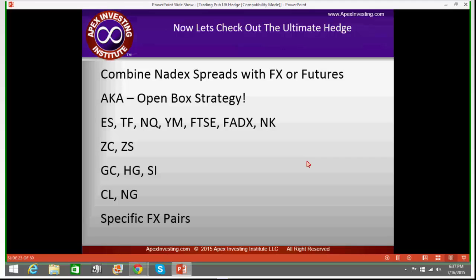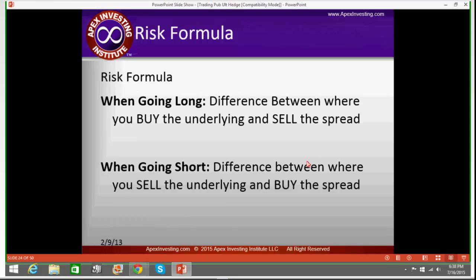Well, we can combine Nadex spreads with FX or futures, on all the instruments I just told you about. The US indices, the DAX, the FTSE, the NK, Forex pairs, and certain commodities. So, the risk formula, when you're going long, the difference between where you buy the underlying and sell the spread is your risk. When you're going short, it's the difference of where you sell the underlying and buy the spread.